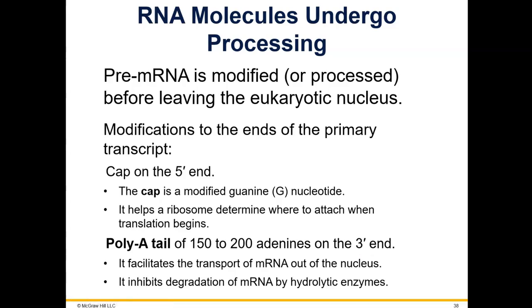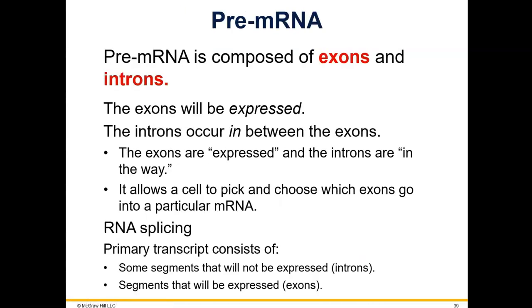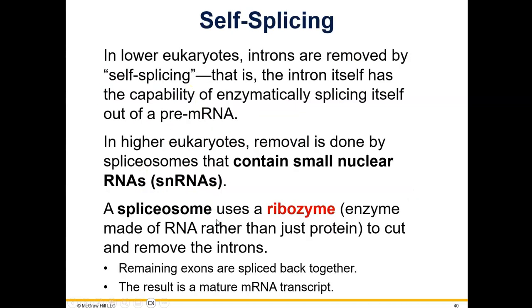So a cap is added, a tail is added, and then there are pieces of the pre-messenger RNA that are spliced out or removed, and then the pieces that are left are spliced together. So the final messenger RNA is even shorter than the original gene from the DNA. The exons are pieces of mRNA that are going to remain, that are going to be coded for the protein. The introns are not. So the introns will be removed, the exons will stay, and the exons will be spliced together.